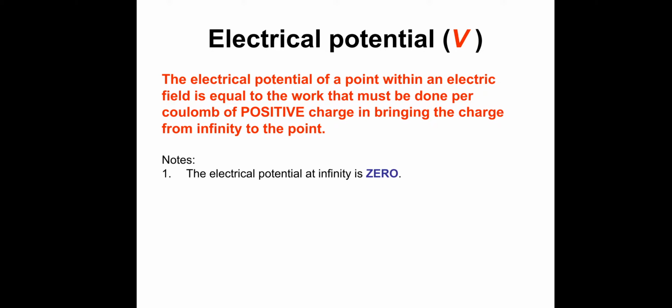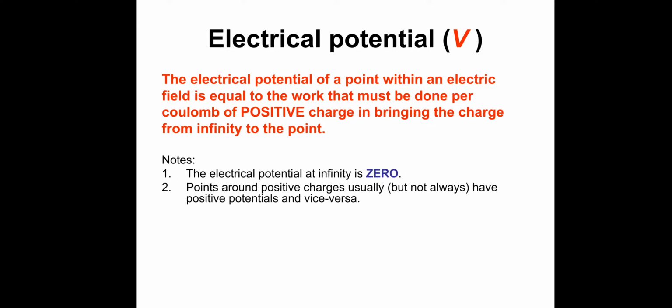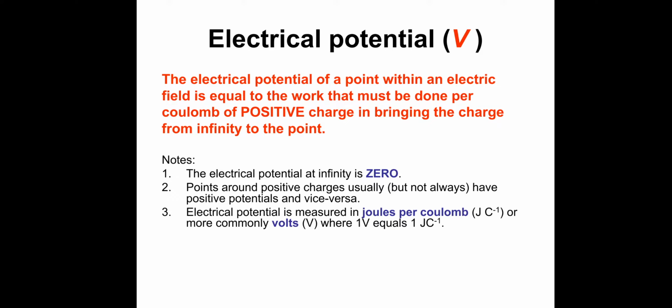So some notes. Electric potential at infinity is 0. The exact same with gravity. Gravitational potential at infinity is also 0. Points around positive charges have positive potentials, and points around negative charges have negative potentials. Electric potential is measured in joules per coulomb, or more commonly volts, where 1 volt is equal to 1 joule per coulomb. And finally, really important, electric potential is a scalar quantity, which is the same as gravitational potential. Gravitational potential is also a scalar quantity.